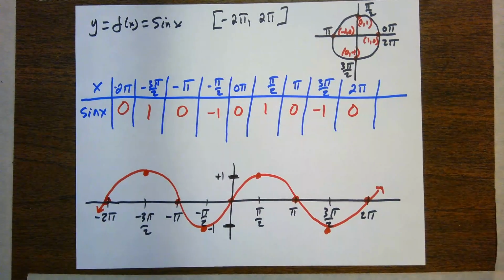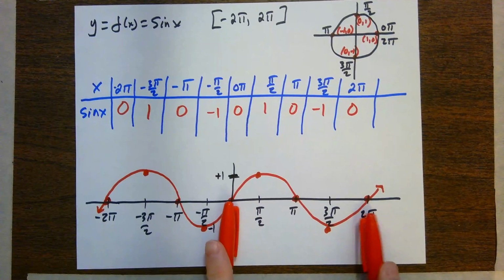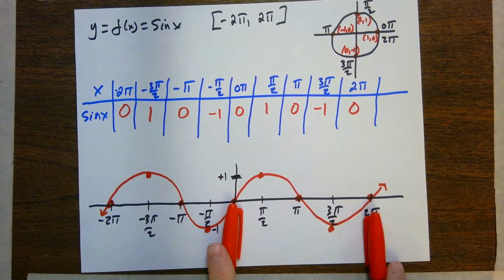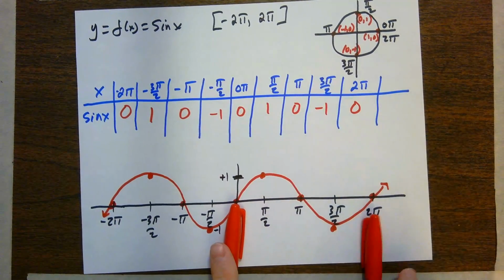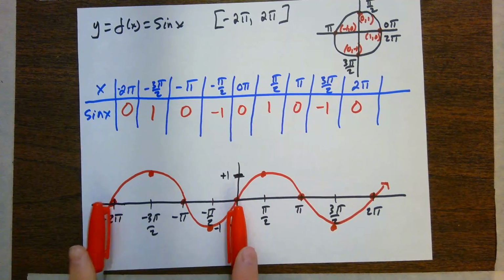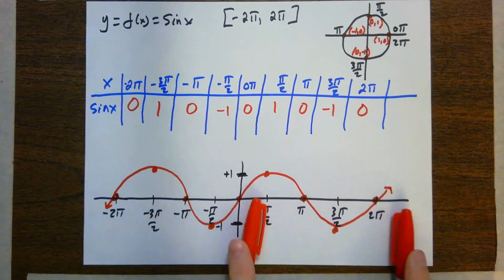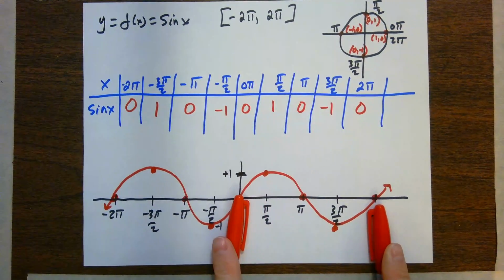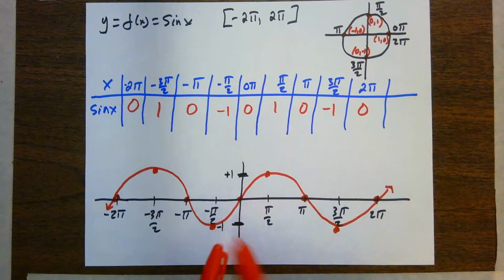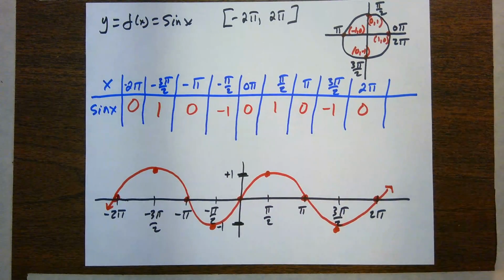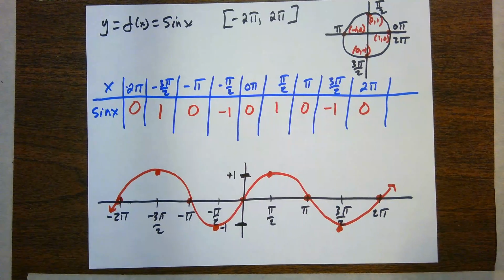Well, what is the period here? If I take a look from 0 to 2 pi, notice I get this curve here, and it's a repeating pattern. This pattern is repeated here. So we say that the period of this function is 2 pi, because every 2 pi, the pattern just keeps repeating forever and ever.